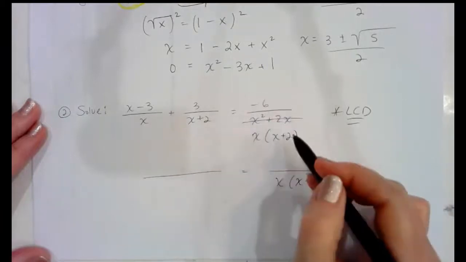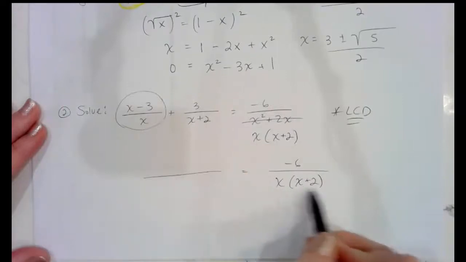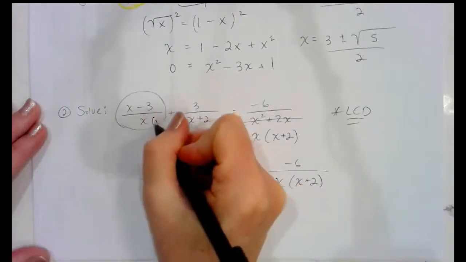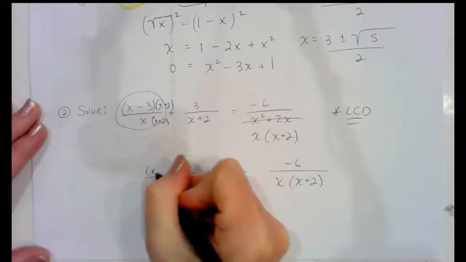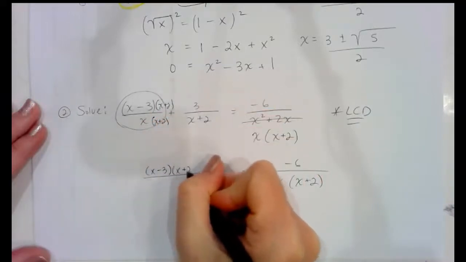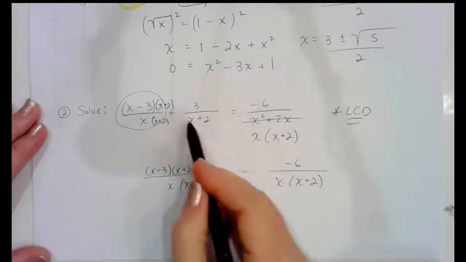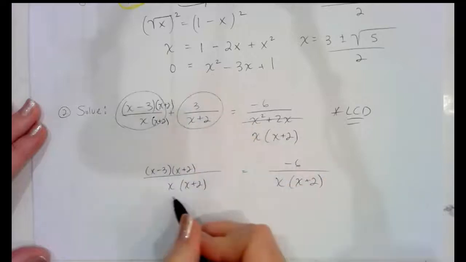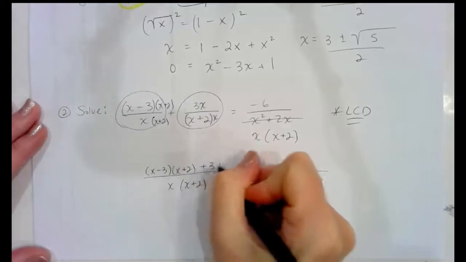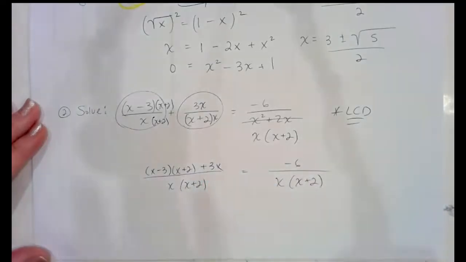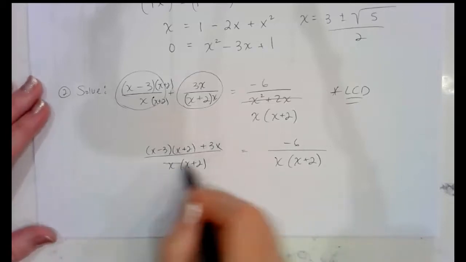So this side of the equation is not missing anything. This particular term is missing the x plus 2, so times x plus 2. So x minus 3 times x plus 2 all over the common denominator, x times x plus 2. This term is missing the x, so times x plus 3x. Now, once we get to here, remember, we can just basically cancel our common denominator.